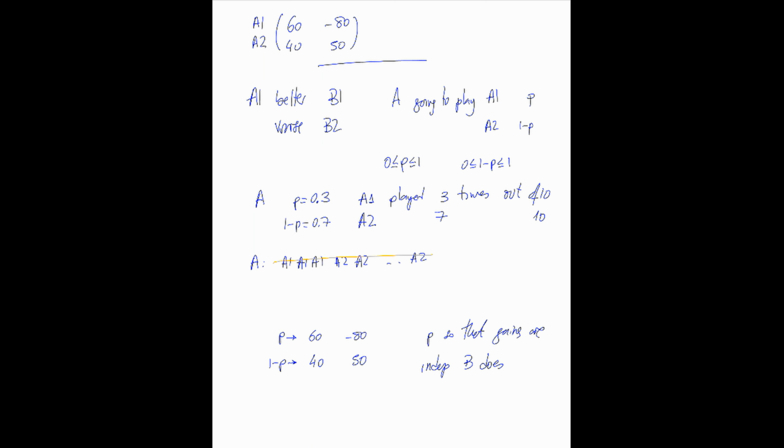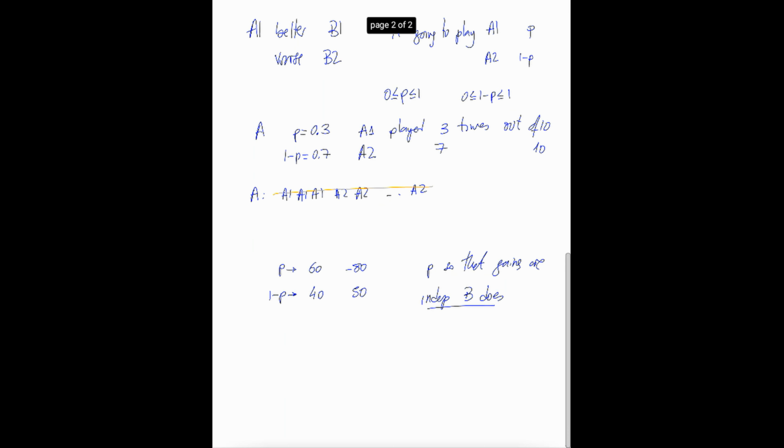How do we know this? The gains cannot depend on what B does. Let's see. If B plays B1, A will win 60 every time he plays the first option, and 40 every time he plays the second option. That's what will get gains for A. If B plays B2, A will win minus 80 P times and 50, 1 minus P times. So these are the gains of A if B plays B1, and similarly B2.